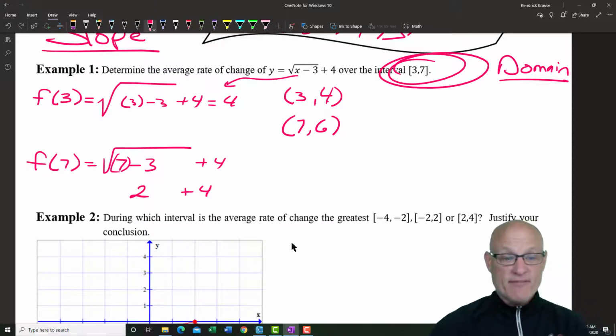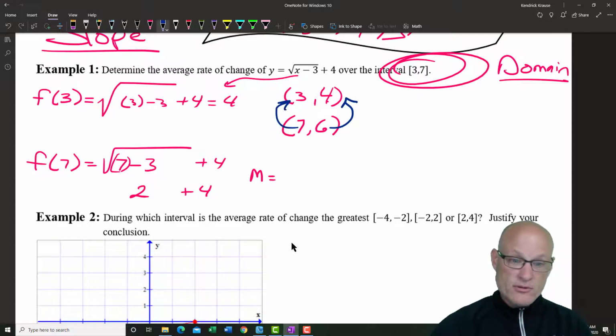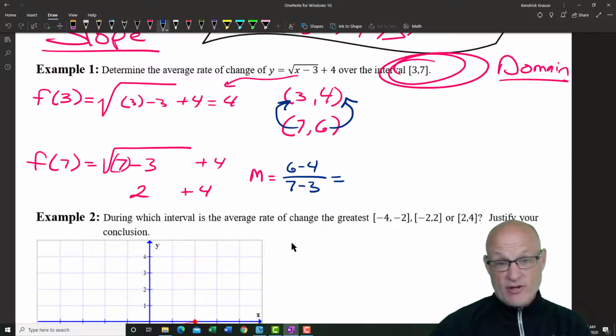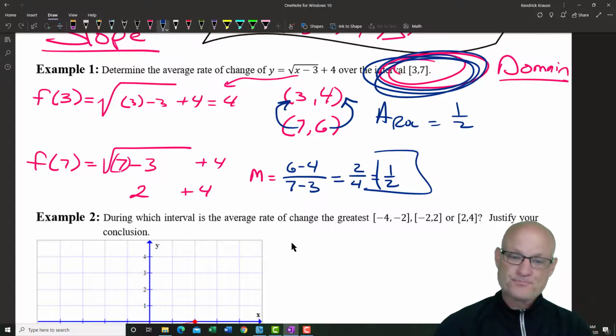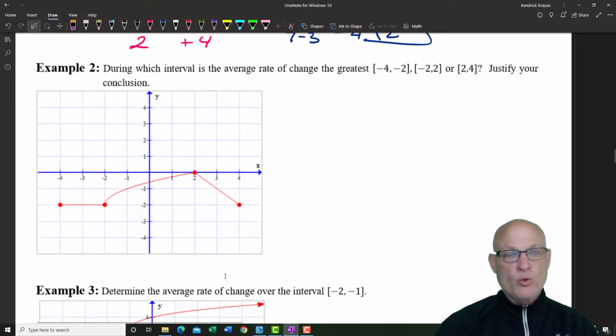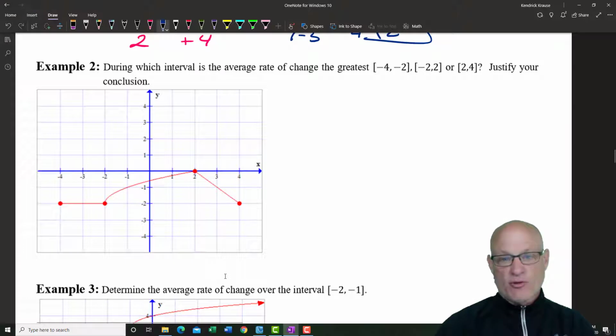But now we have to find the average rate of change, so we just have to do slope. All you got to remember is you got to go in the same directions. 3 to 4, 6 to 4, 7 to 3. So 6 minus 4 over 7 minus 3. I usually use parentheses when they're negatives. And when they're not, I get a little lazy. So this is 2 over 4, which is 1/2. So the average rate of change on this interval is 1/2. Done. All right, so during which interval is the average rate of change the greatest?